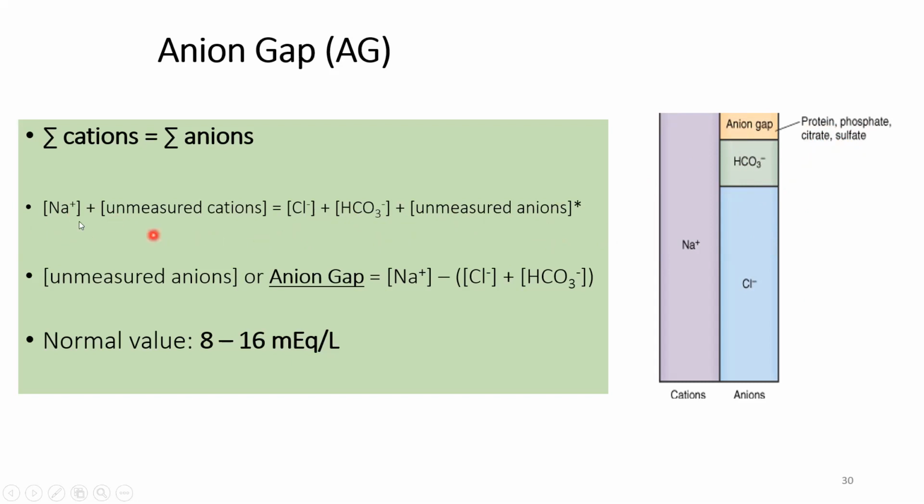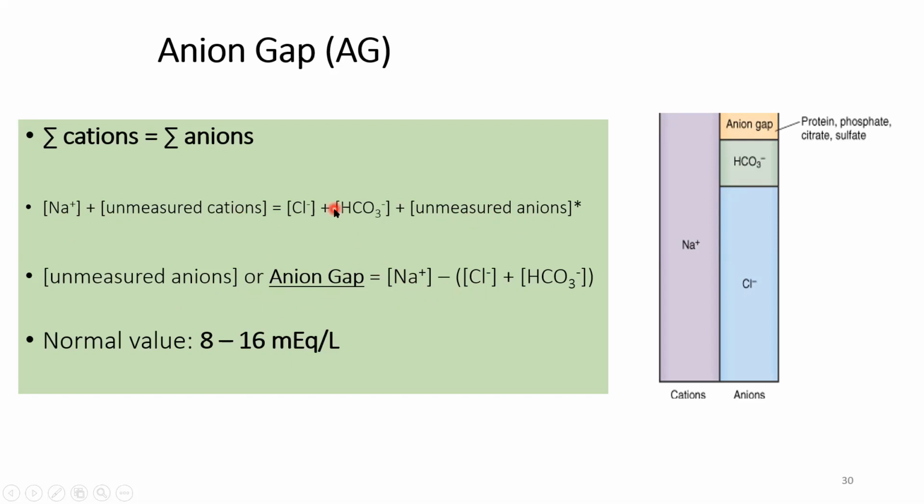So again, the equation is sodium plus unmeasured cations is equal to chloride and bicarbonate plus those unmeasured anions. We solve it for unmeasured anions, which, by the way, can be called the anion gap, because this is where the gap is. We have left a gap here to extrapolate what we want. So we solve this equation for this. We call it anion gap, and then this is the new equation.